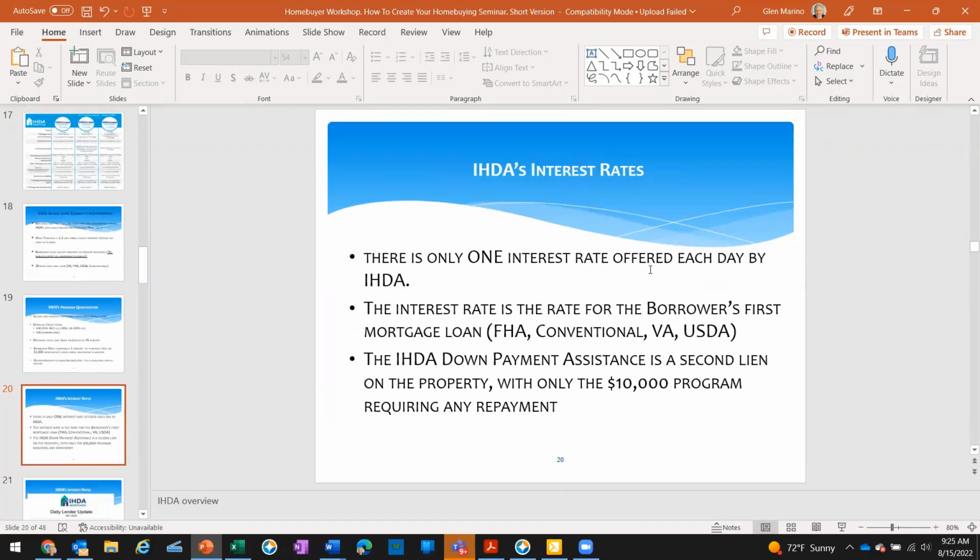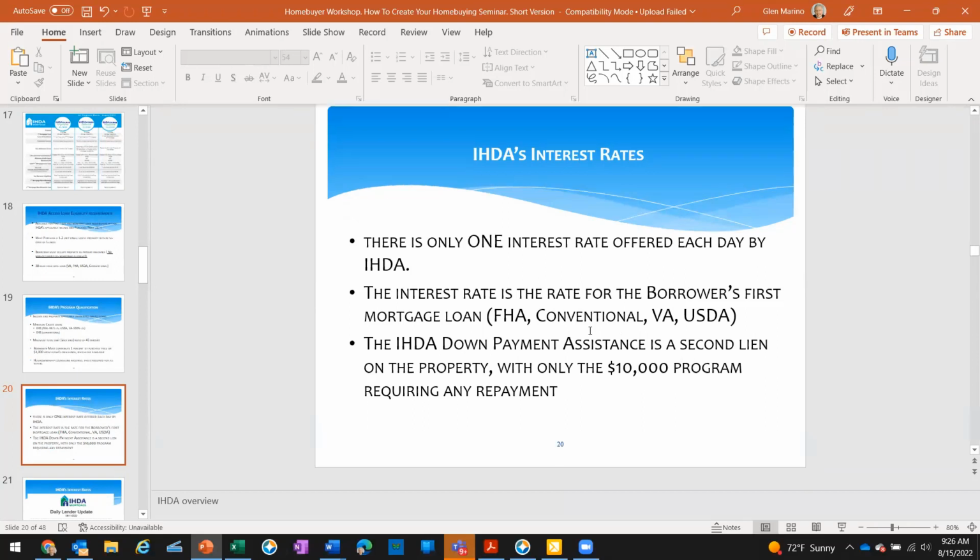There is only one interest rate, so it's really a great program in the sense that they don't have to shop around. They don't have to look, oh my God, does Bank of America, does Wells Fargo, does somebody else have a better rate for me? No. If you're taking the $6,000, $7,500, $10,000, there's only one interest rate. The interest rate is the rate for the borrower's first mortgage, for the FHA, for the conventional, for the VA, for the USDA. The down payment assistance program is a second mortgage lien on the property, with only the $10,000 program requiring $83.33 a month.